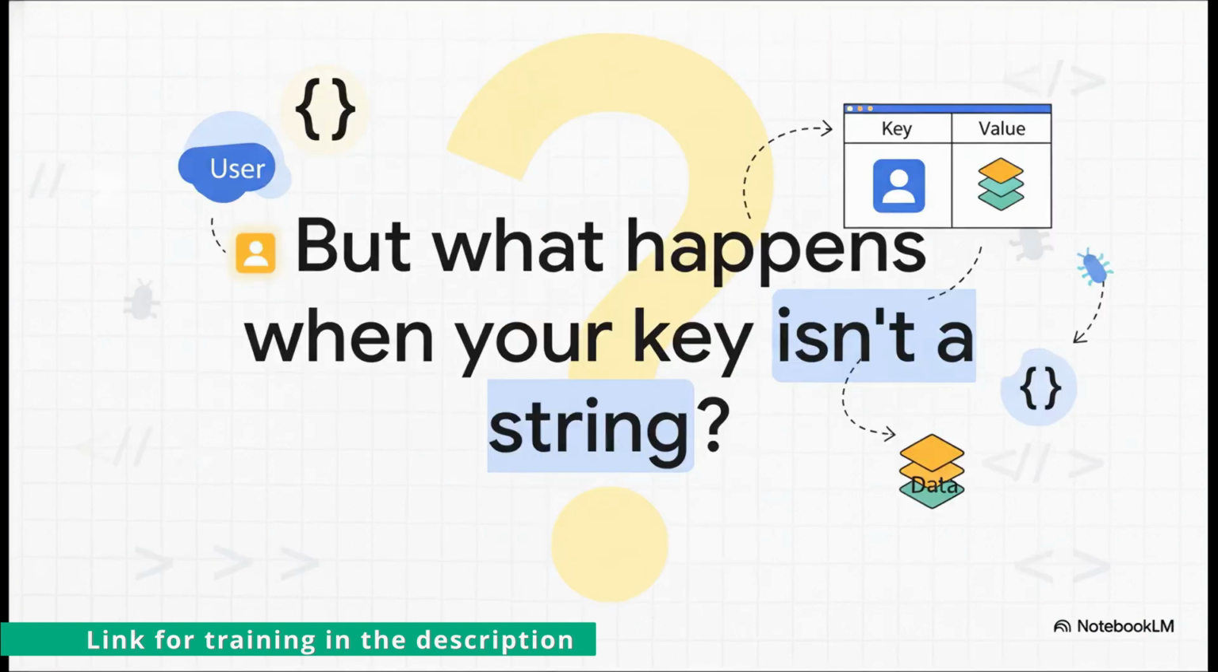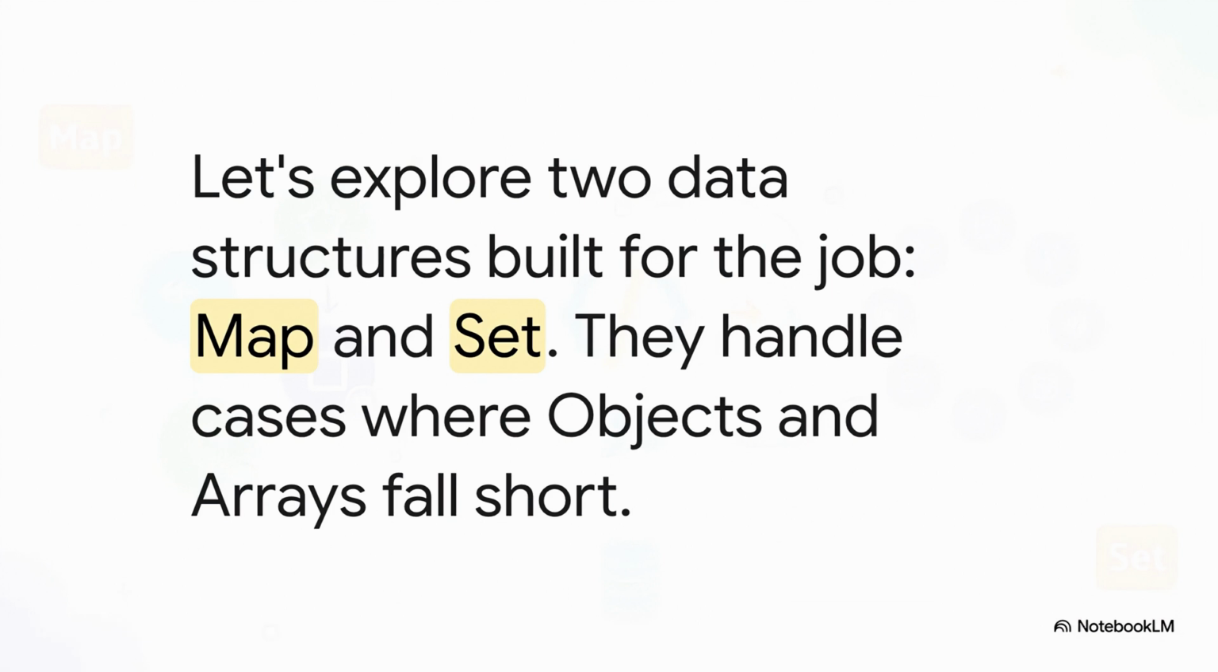What if you need to use another object as a key? Maybe you've got these user objects and you want to map them directly to some data without having to use a string ID. If you've ever actually tried to do this, you've probably slammed right into some really unexpected behavior. And that, right there, is exactly why Map and Set were created. They are specialized collections, built from the ground up to handle the exact cases where our trusty objects and arrays just fall short. So let's break them down.